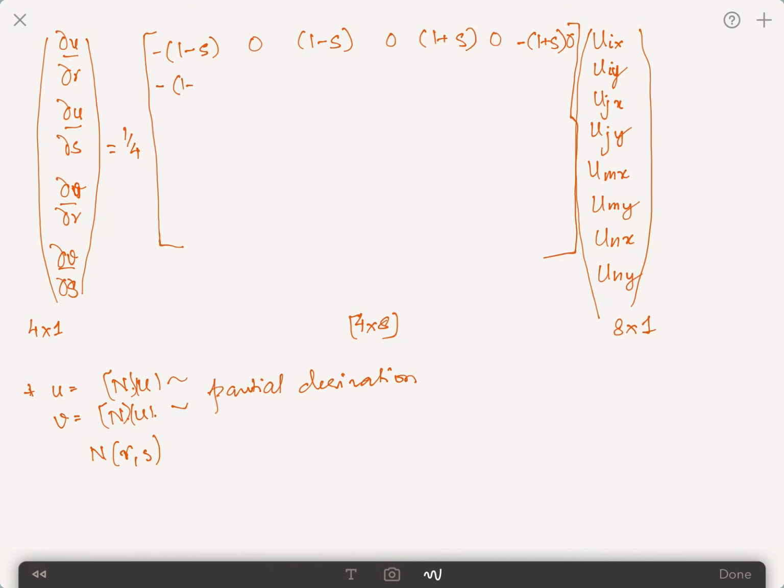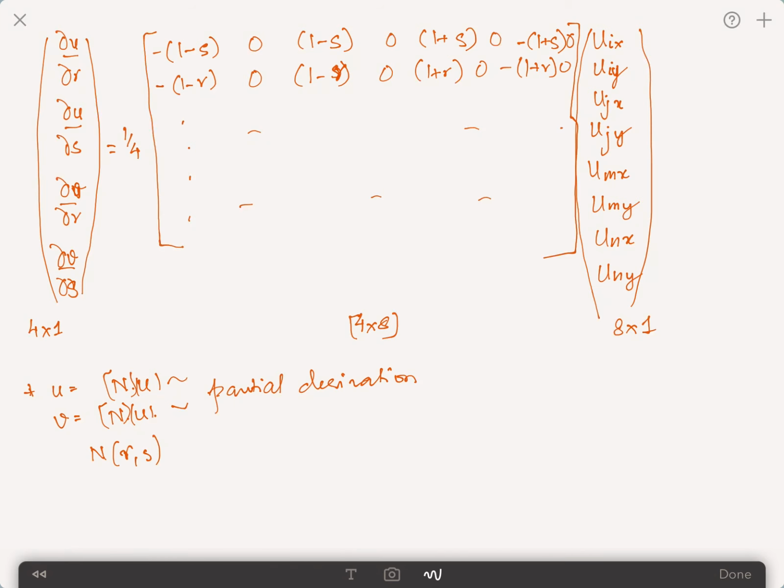And then this line will be 1 by 1 minus r, 0, 1 minus s. Sorry, this is also r, 0, 1 plus r, 0, minus 1 plus r, 0, and so on. And you will be able to fill in all the terms over here.